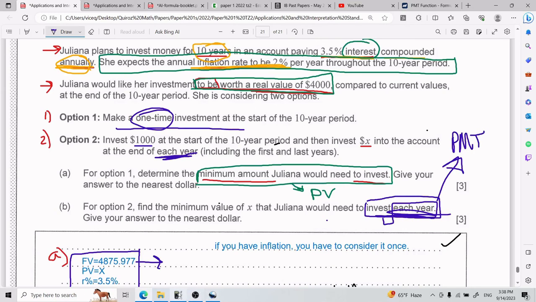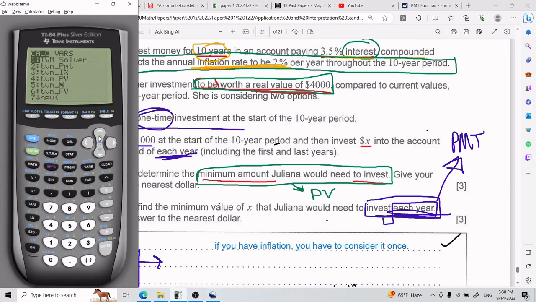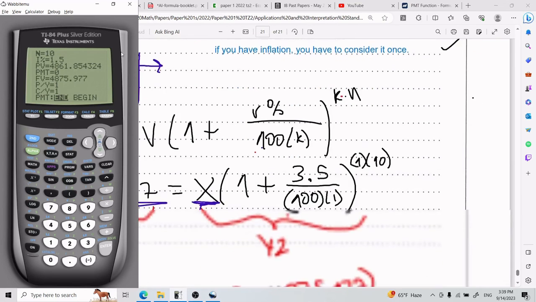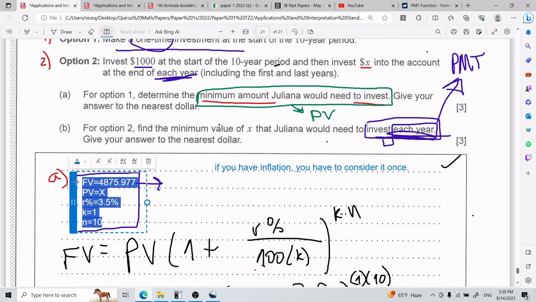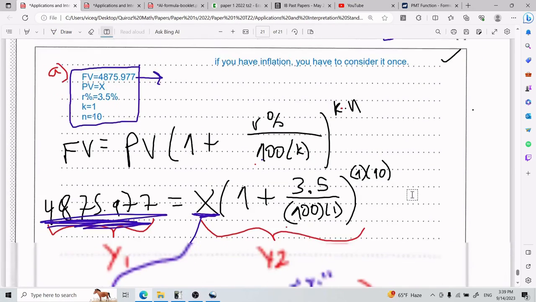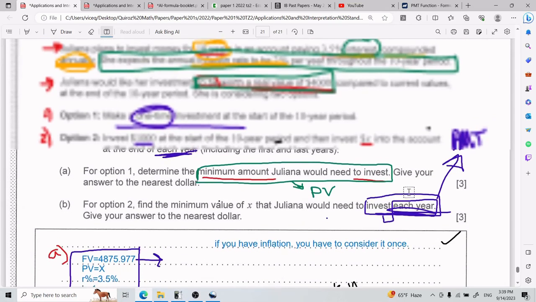And how do you find PMT? You need to use the finance app, all right? And so here, the intuition that I'm going to share is that you plug everything in, all right, except the PMT, and then you're going to find the answer, all right? And so in this case, see, it's very similar to part A, but it has one small difference, okay?